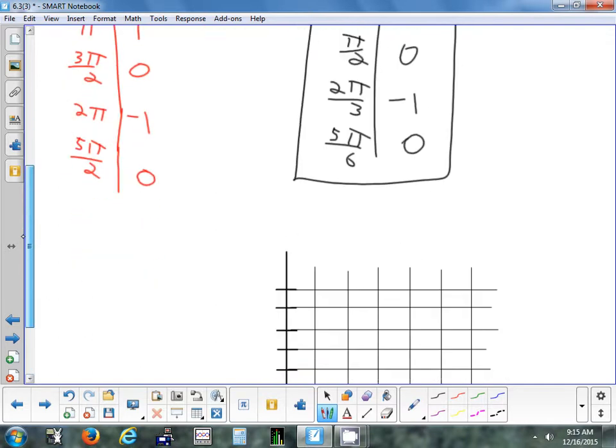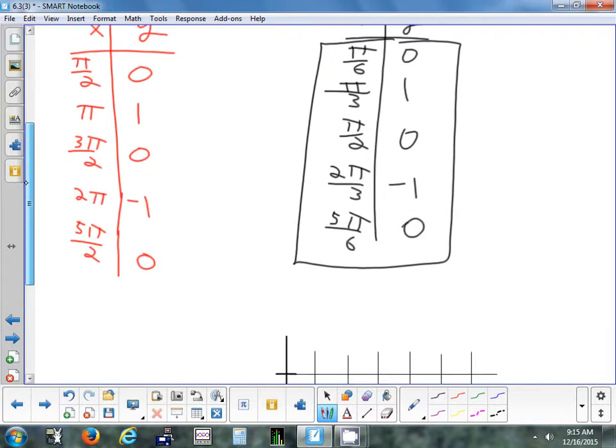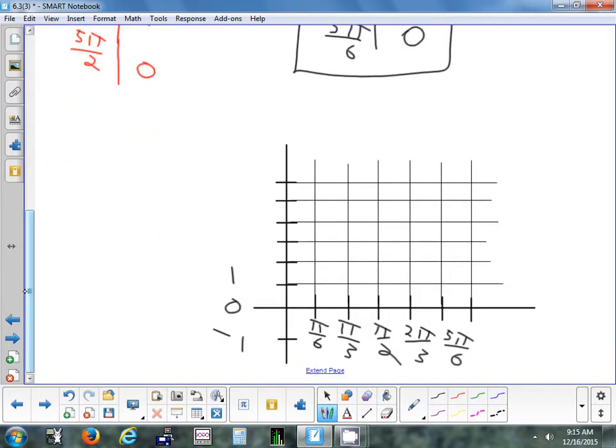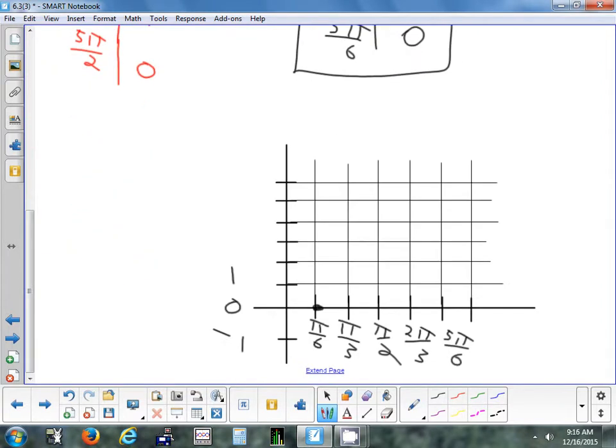Okay, and we got to go up to 1. Right, so 0, 1, 0, negative 1, 0. And 0 starts at pi over 6. So 0, 1, 0, negative 1, back to 0. Okay, so any questions on graphing sine and cosine, either using a single transformation or putting multiple ones in the same problem?